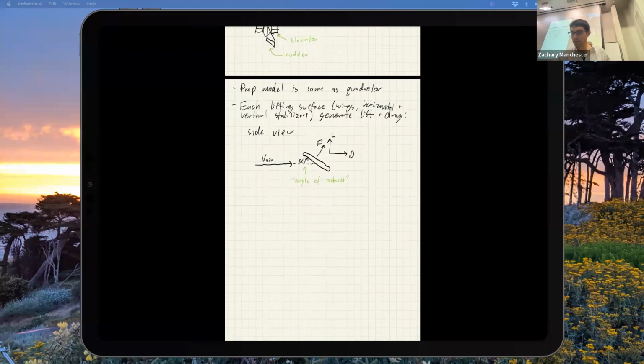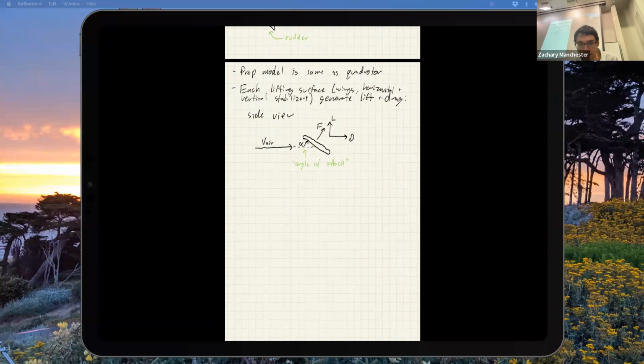Okay, so what do lift and drag curves look like? I talked too much today, so we're running out of time. See how far we get. We might have to do this next time a little bit.